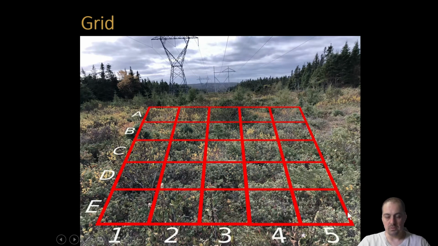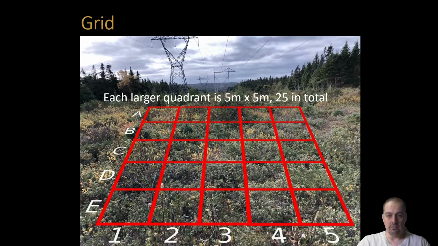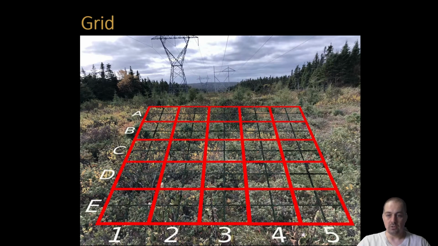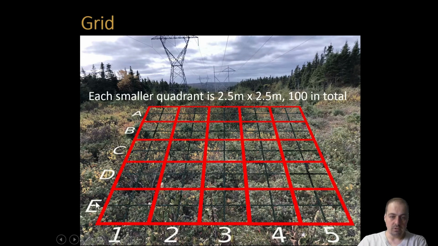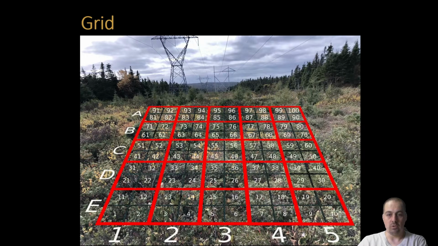This would normally be made using rope, but it's easier to see it this way. So each of these quadrants is 5 meters by 5 meters, and there's a total of 25 quadrants. Next step was to divide each of those quadrants into 4. So now each of the smaller ones was 2.5 by 2.5, and they were systematically numbered from 1 to 100, as you can see here.